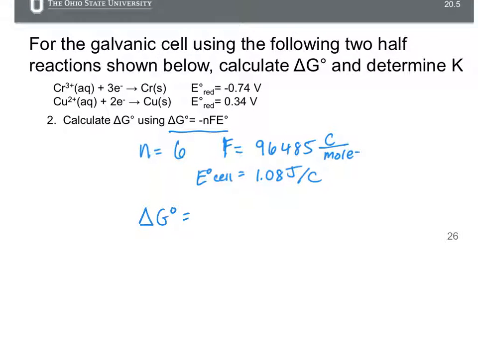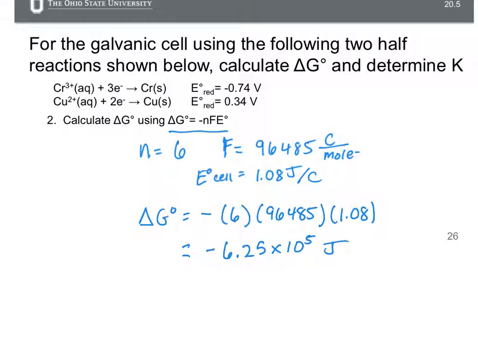Delta G naught equals minus 6 times 96,485 times 1.08. Moles of electrons will cancel, coulombs will cancel. We're going to be left with joules. We'll get minus 6.25 times 10 to the 5th joules for delta G. So very spontaneous reaction, right? Very large negative number. Right? Questions on that?